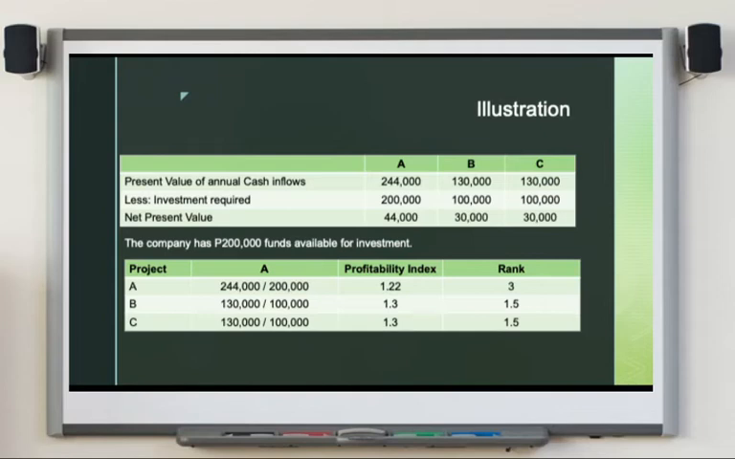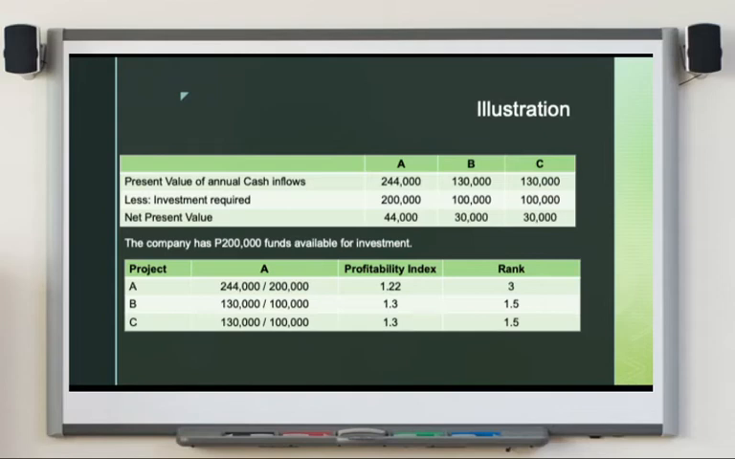Okay, so let's compute the profitability index of A, B, and C, and that is 1.22, 1.3, and 1.3. The higher the profitability index, the better the proposal. So in this case, B and C have the highest profitability index. So B and C should be ranked first, and proposal A should be ranked last, the last option.